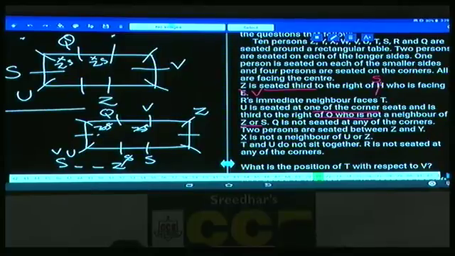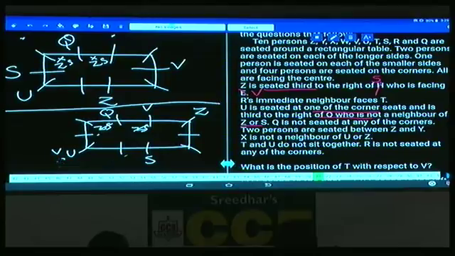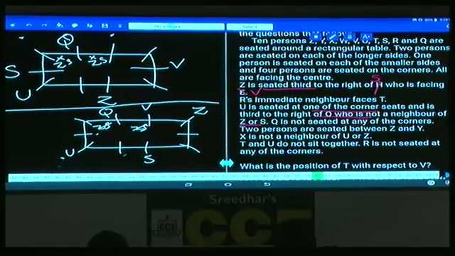S is opposite to V, and Z sits third to the right of S. Now this is the information given. Next one. Any other information here? And R sits to the immediate. Now here, tell me whether Z can be at this place.